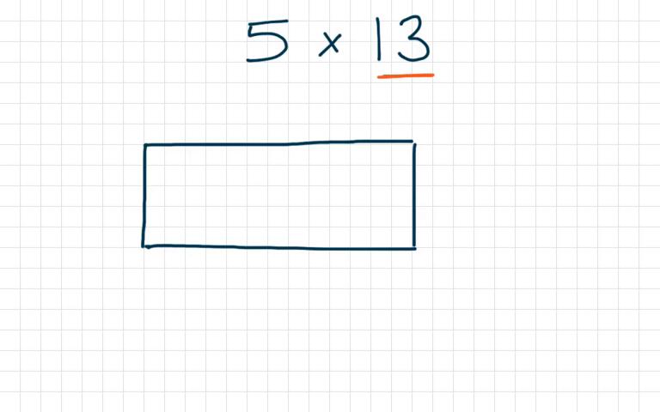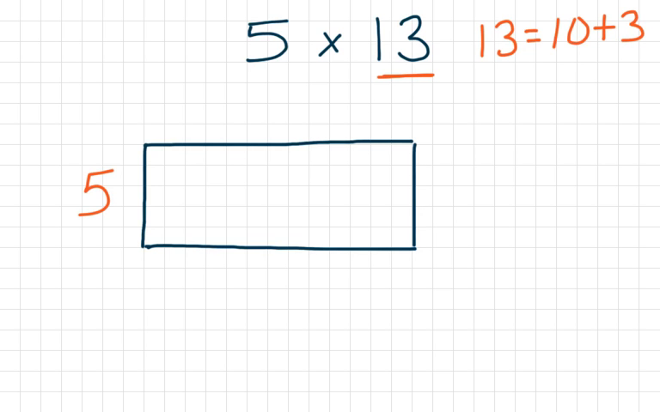So off to the side, 13 would be equal to 10 plus 3. And the reason I'm writing this off to the side is I'm going to start labeling my rectangle next. Again, make sure that you're drawing this in your notebook with me. All right, so I am going to label the side of my rectangle, that's 5 squares. I'm going to label that 5.